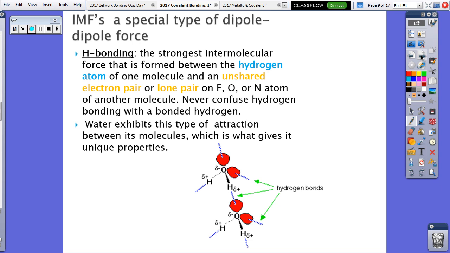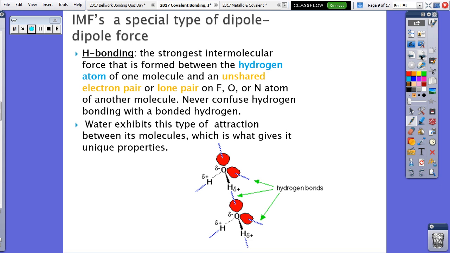It's not a true bond, even though it says hydrogen bonding. A very commonly known molecule, water, has hydrogen bonding. If you've ever belly flopped into a swimming pool in the summer, you have felt hydrogen bonds. You are breaking them. It hurts because water loves itself. It wants to be attached to itself really more than anything else. And it's because of this strong force of attraction, this special dipole-dipole force called hydrogen bonding.